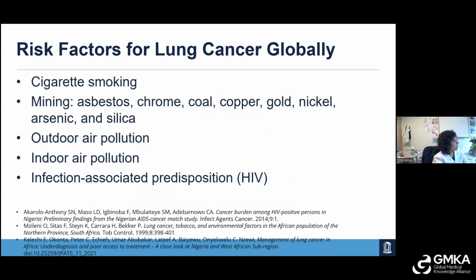We went through the risk factors. When we look globally in less developed areas, maybe some infectious concerns like HIV may be more relevant. There can be higher rates of COPD in patients with HIV, and then also higher rates of cancers, including lung cancer.